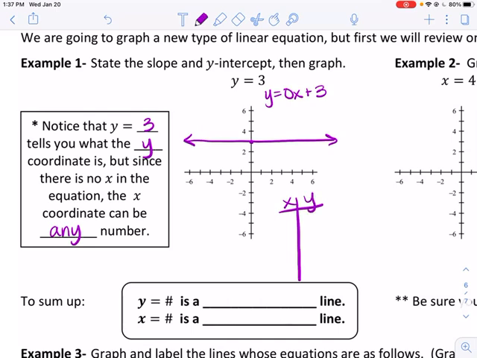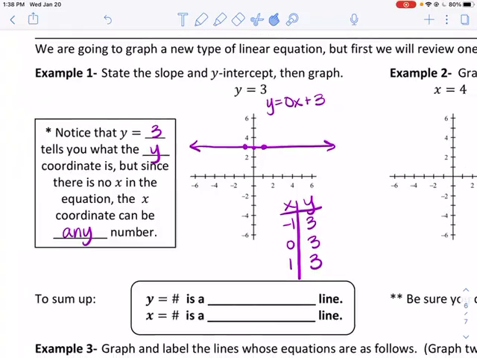So y equals 3, so I'm going to just put 3's in my y column because y is always going to be 3. Then put whatever numbers you want in your x column. Now when I graph these points, (-1, 3) is there, (0, 3) is there, and (1, 3) is there. So all of those points are going to be along that line.